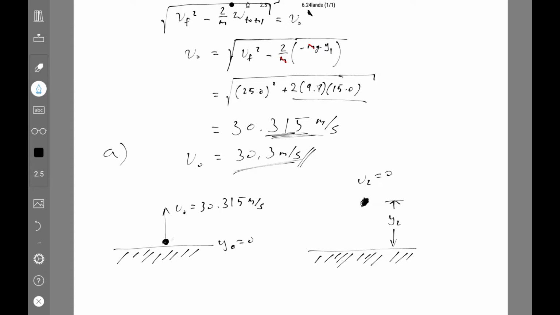So initially, the rock had 0 height and a lot of speed. This is the initial state, but now we have a new final state where the rock at time t equals t2 has a velocity v2 equaling 0 because it's at its highest point, and y2 equaling something. So y2 means y at time 2.